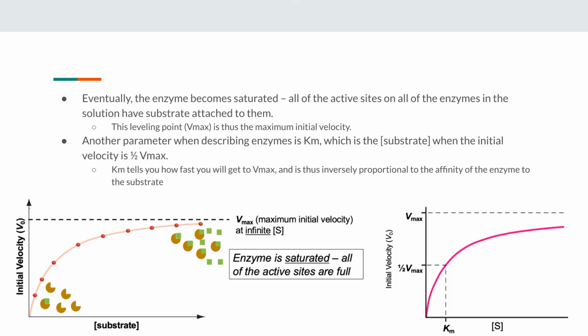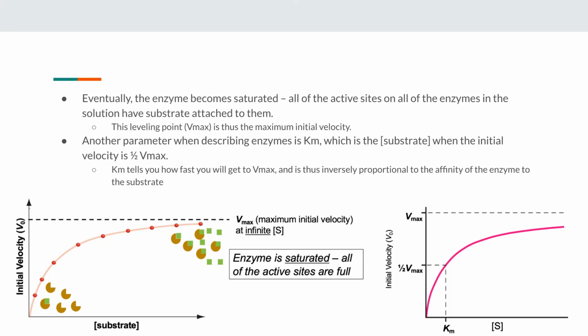Another important parameter is Km, which is the concentration of the substrate when the initial velocity is 1/2 of the Vmax. So Km basically tells you how fast you'll get to Vmax. Because of that, it's inversely proportional to the affinity of the enzyme to the substrate. If it takes very little substrate to get to 1/2 of Vmax, that means the enzyme is picking up that small amount of substrate easily. If it takes a whole lot of substrate to get to 1/2 of Vmax, that means that despite having a whole bunch of substrate around, the enzyme is not picking it up as much, so you're not filling half of those active sites as easily.